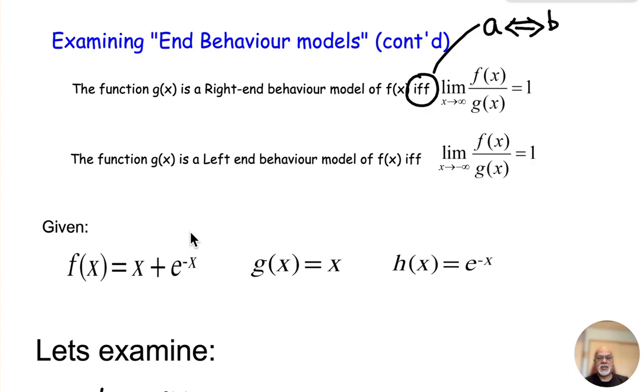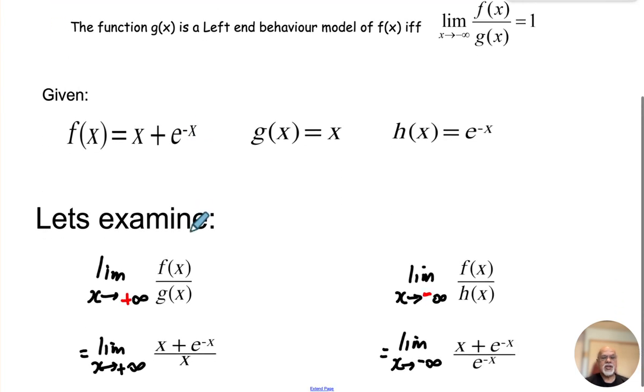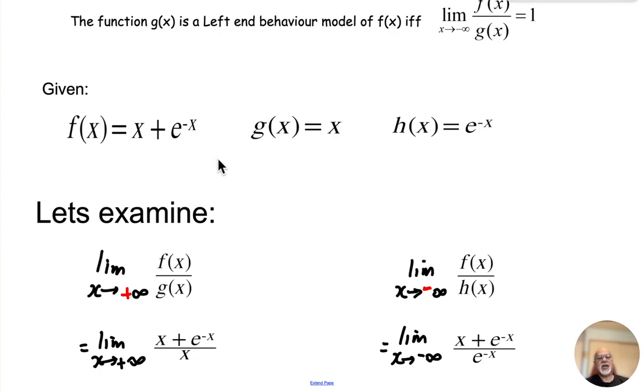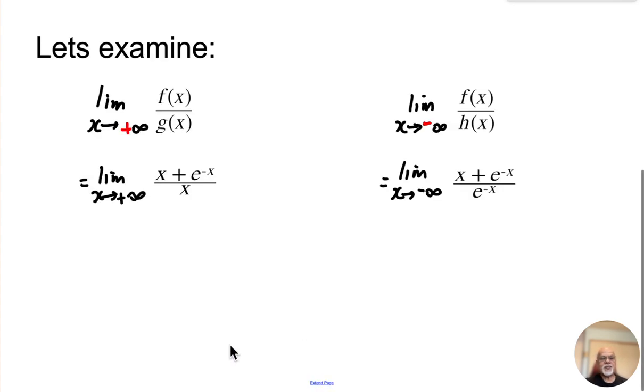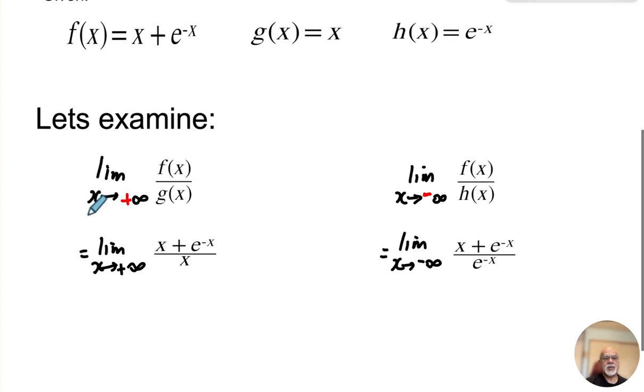So now let's take a look at three functions. f of x, which is x plus e to the minus x, which we just looked at. g of x, just like the line y equals x. And h of x, which is e to the minus x. Let's examine what f of x over g of x is as x approaches positive infinity. Well, that would be the limit of x plus e to the minus x over x, because remember what f of x and g of x were. And so this is just equal to the limit as x approaches positive infinity.